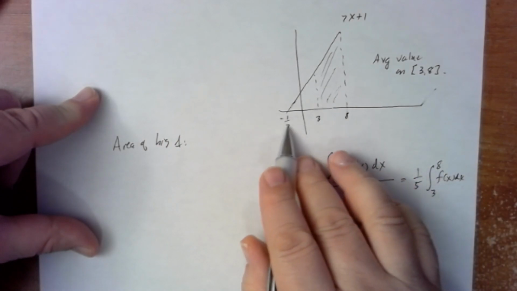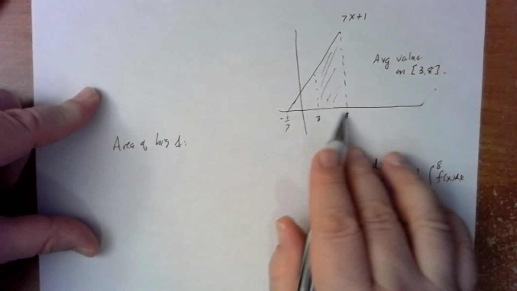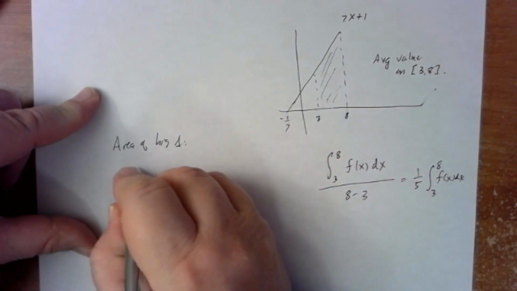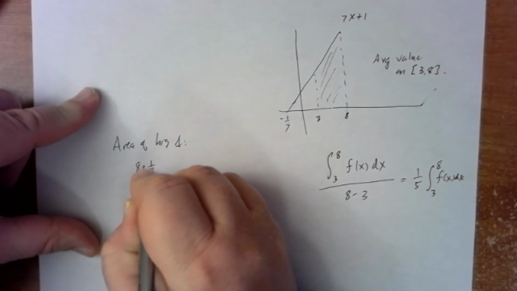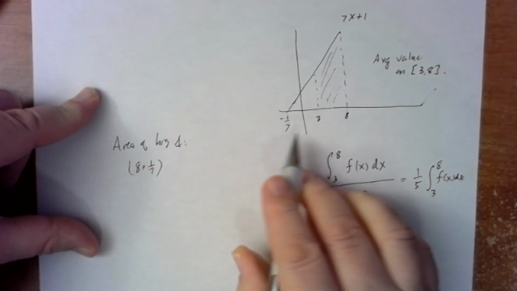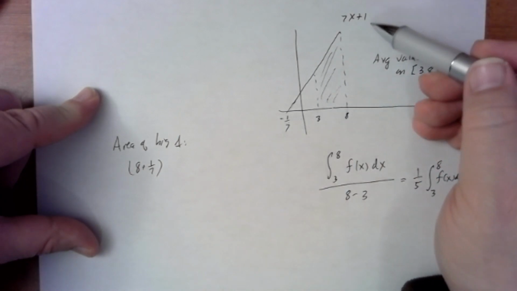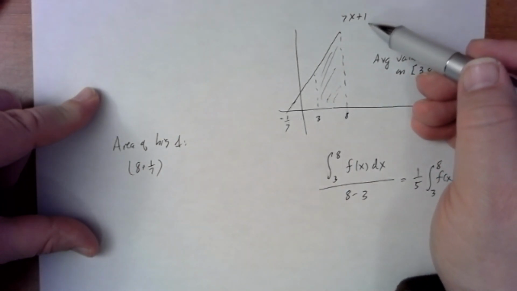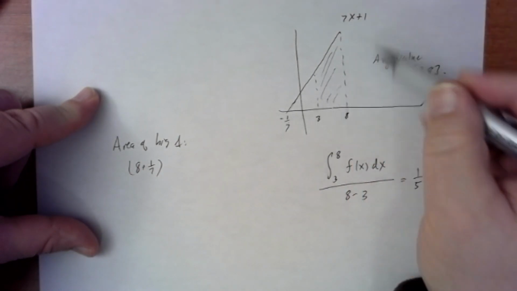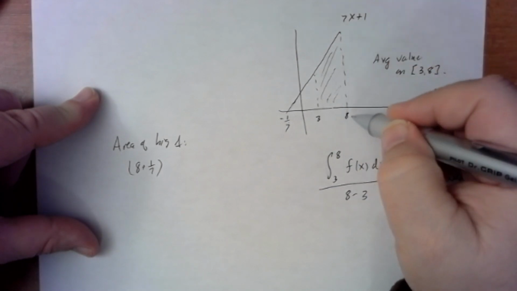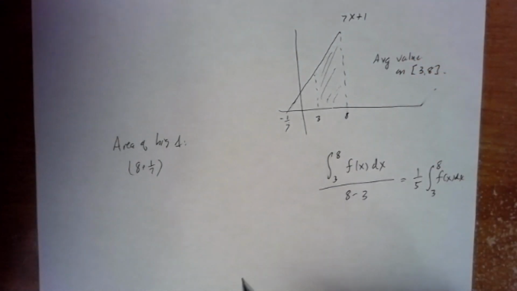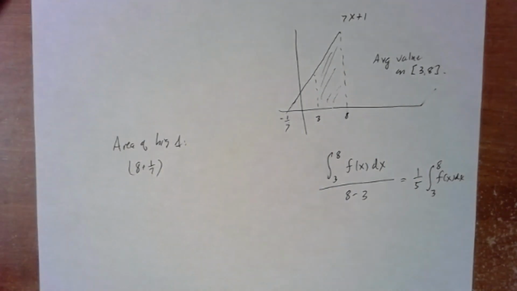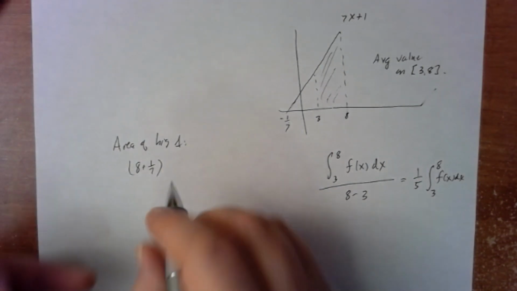So the area of the big triangle will be, let's see, this is 8 units and then plus 1/7. How did I get the 1/7? I looked for where 7x plus 1 was equal to 0, and I solved for x. Okay, and then if I plug in 8 here, I'm going to get a big number. That's not to scale, so it looks like 57.